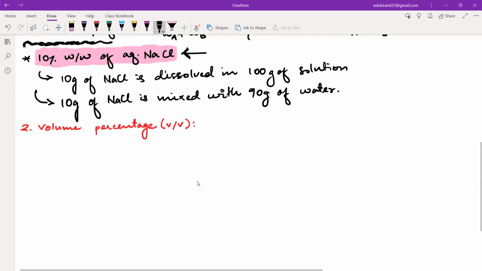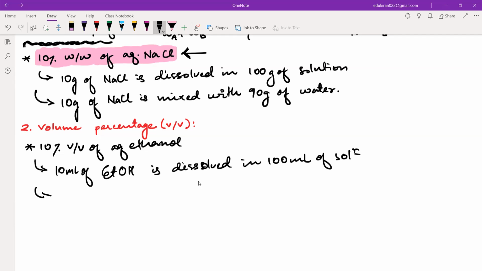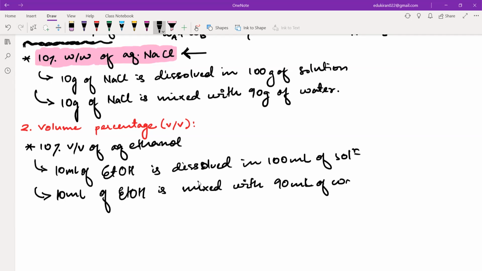Now see. If I say 10% V by V of aqueous ethanol, it means two things. 10 ml of ETOH, ETOH is short for ethanol, is dissolved in 100 ml of solution. It will also mean 10 ml of ETOH is mixed with 90 ml of water. Okay, so please write these two statements. You understood this, right? Yes or no?